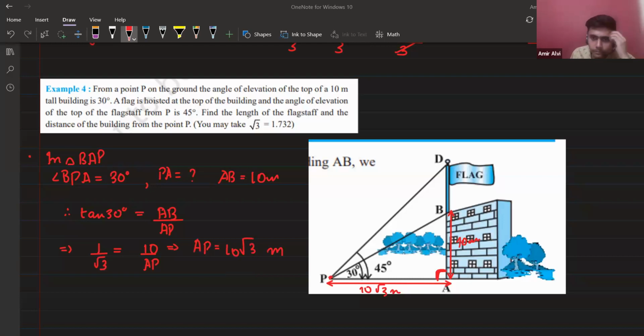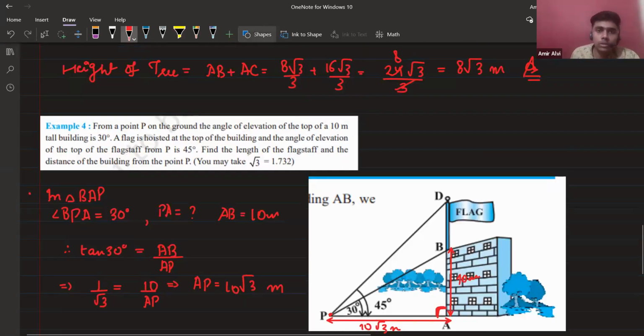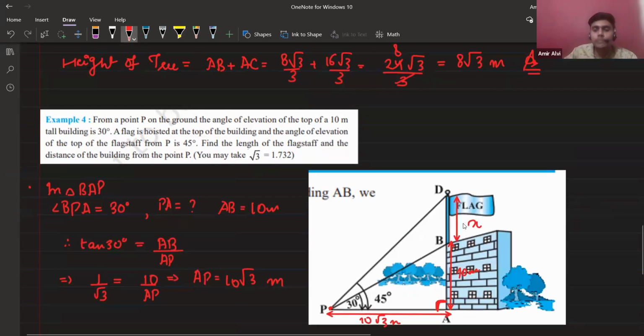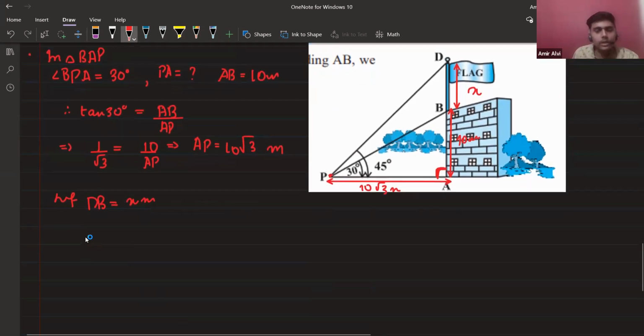Very good. Now the flag height is not known. So can I take this flag height as x? You can take any variable, but I'm comfortable with x, so I'm taking it x. So let DB equal x meter. Any doubt in this? No, sir. That's great.